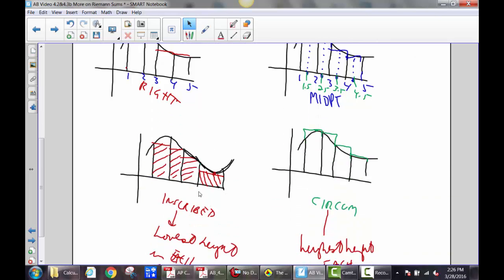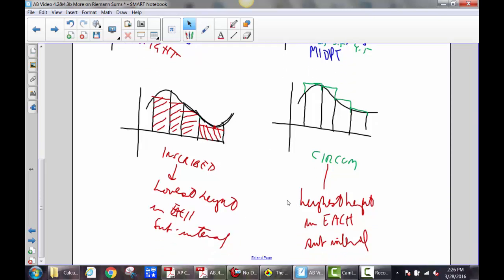Okay? Inscribed, of course, has to be under. Notice in this last piece between here and here, the lowest spot is not at the left end point or the right end point. It's at whatever that relative minimum point is, and that's the height of your rectangle. Circumscribed is above.